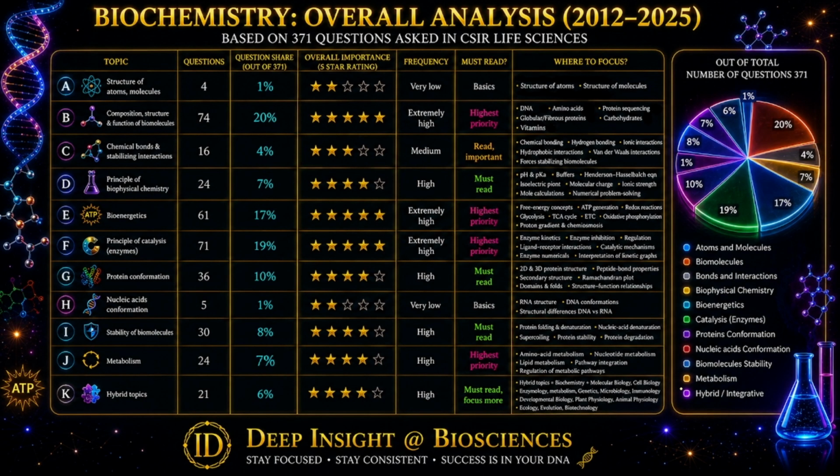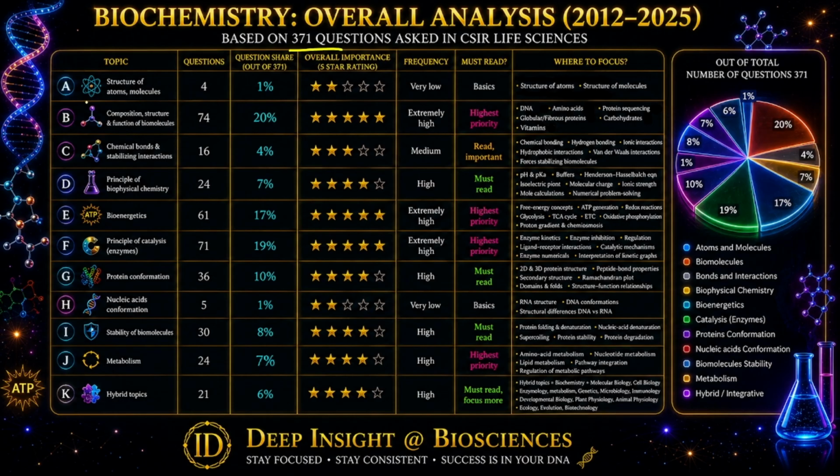Now let us understand the complete biochemistry analysis from 2012 to 2025 based on a total of 371 questions asked in CSIR Life Sciences. This table compares every topic using 5 factors: total questions, percentage share, overall importance based on 5 stars, frequency, and must read or not, and where to focus to score mostly in this subject.